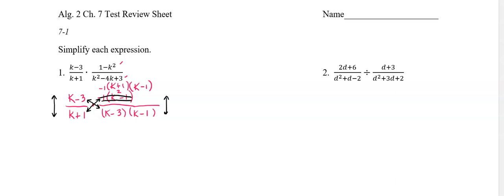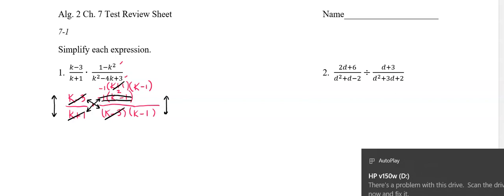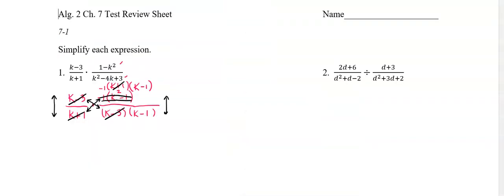Okay, so let's see what we end up with after every matching factor has been canceled out. So that means these k plus 1s will go away. These k minus 3s will go away. And then we also have this pair of k minus 1s here that will cancel. Okay, so it looks like everything cancels except for this lone -1 here, and that ends up being my final answer for number 1. All right, so the key is factoring. If you can factor, then the rest of this is going to be pretty easy.